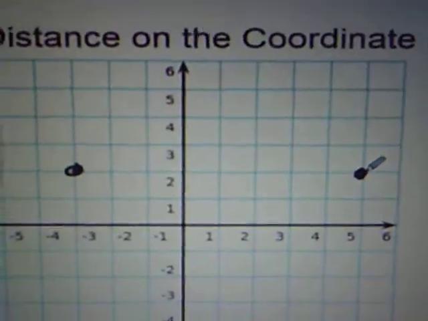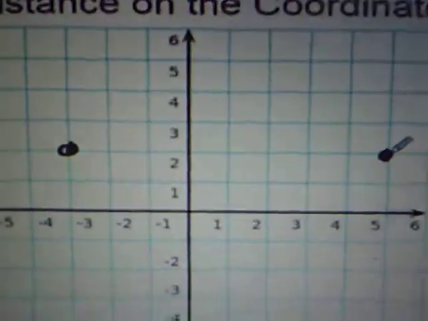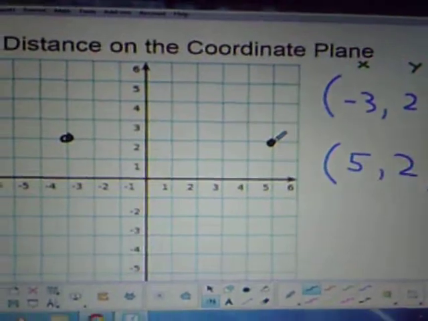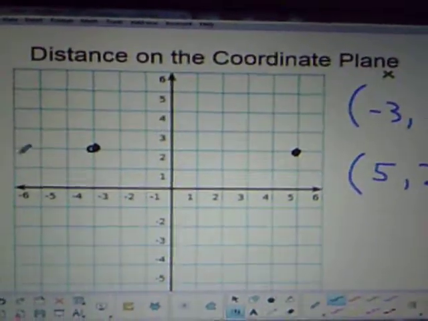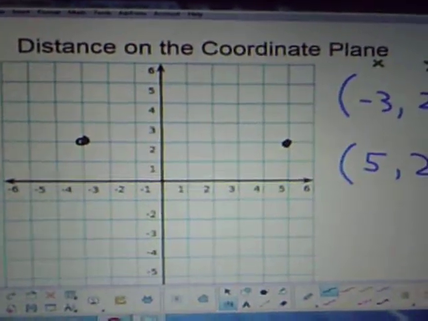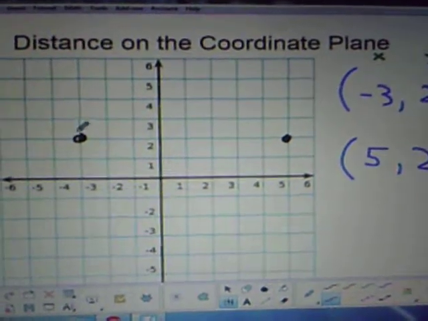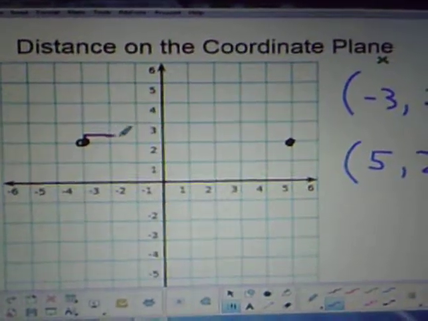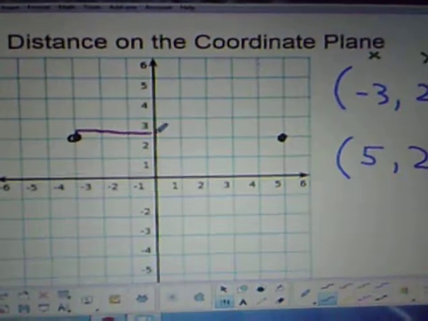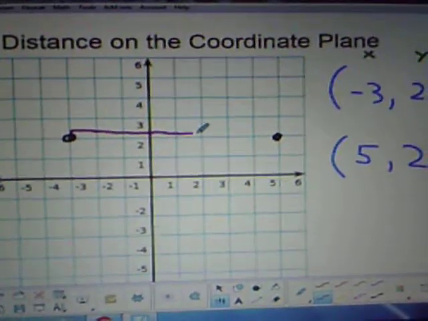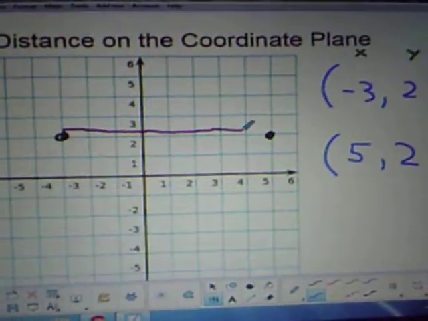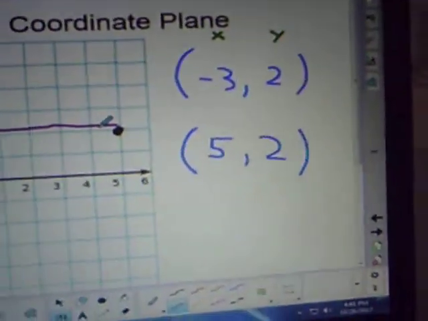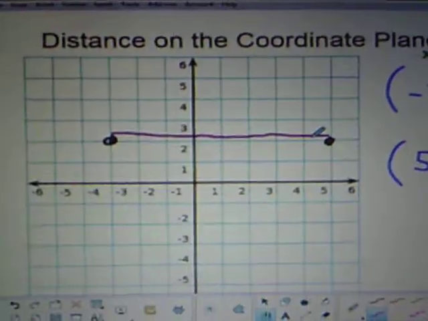Well, a couple ways you can do this. If you are fortunate enough to have a graph or a coordinate plane in front of you, you can simply plot the points, like I did, on the coordinate plane, and then you can count. You can count the spaces between them. 1 space, 2 spaces, 3, 4, 5, 6, 7, 8. We can say that these 2 points have a distance of 8 spaces away.